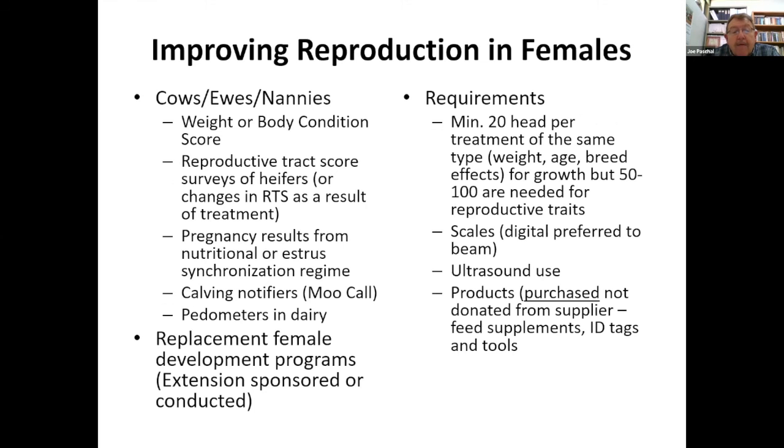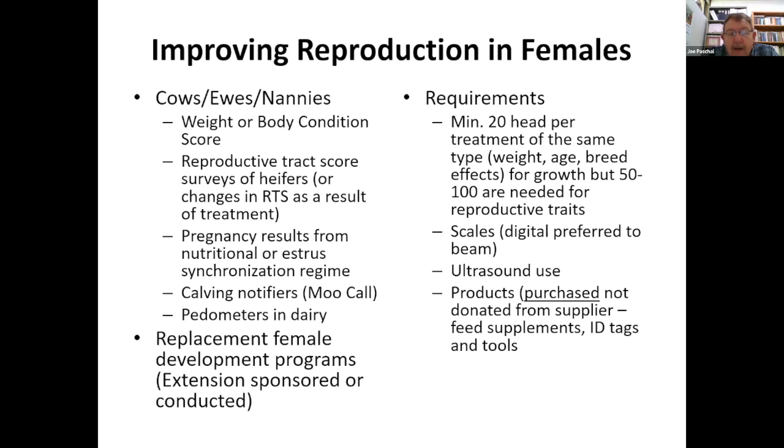So that was calf weight, a young animal weight. Now, improving reproduction in females. There's a lot of different things, a lot of simple things that can be done. Just evaluating weight or body condition score and the impact on reproduction, breeding rate, calving rate, rebreeding rate, whatever it happens to be. Reproductive tract scores can be measured in cows, and particularly in heifers. There's a lot of little things that can be done. Pregnancy results from a nutritional regime or an estrus synchronization regime.